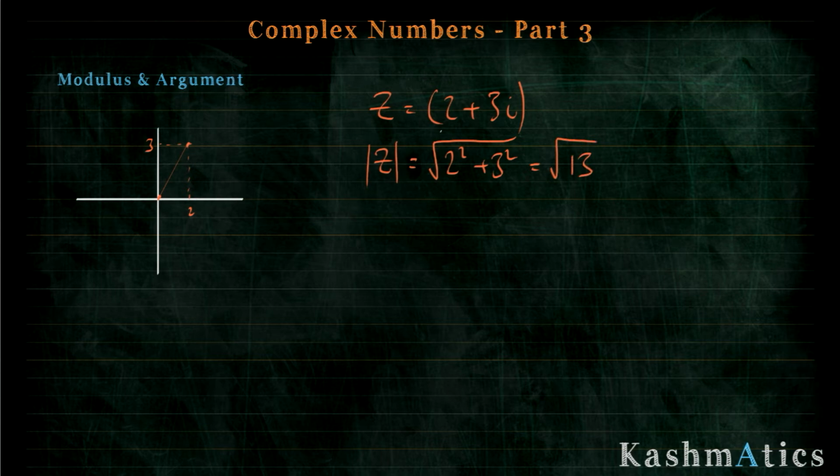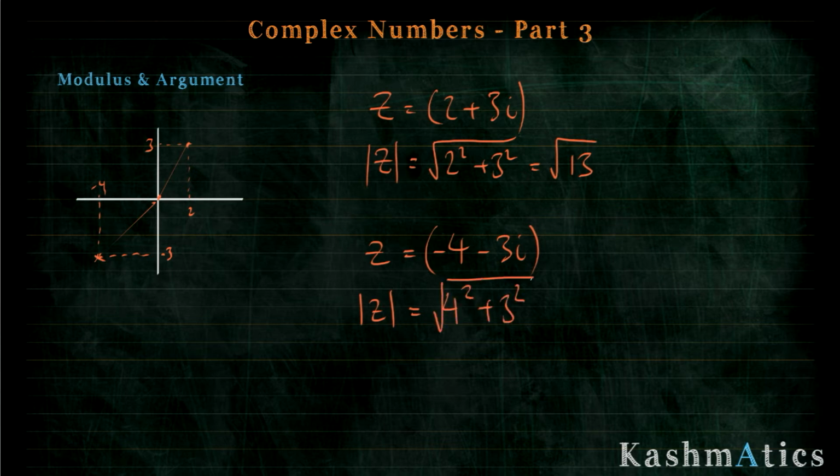Now don't worry about the signs of these numbers. For example, if I said z is equal to minus 4 minus 3i, that would be down in this quadrant somewhere, over here, so that would be minus 4 and minus 3. The modulus of z would equal 3 squared plus 4 squared, all square rooted. So 4 squared plus 3 squared, square root that, and you get 5. That's how you work out the modulus of a complex number. It just tells you how big the number is.